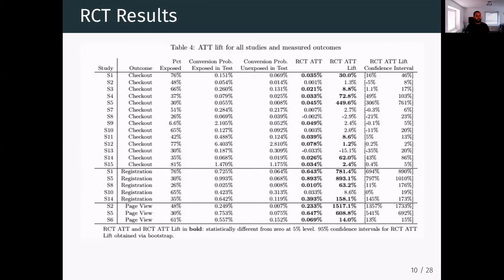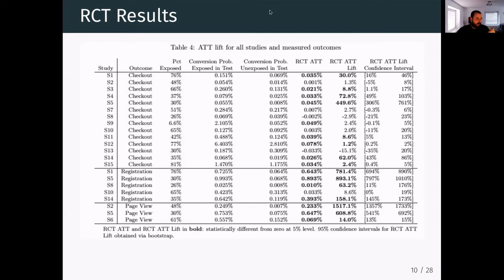So the RCT results are going to be presented. So this is the experiment. We do some kind of diff and diff idea. And in the paper, they again show you that diff and diff table and how you would compute this. Thinking back to what we did in a previous lecture, similar idea. They're going to compute the average treatment effect on the treated in table 4. And then they're going to compute lift. And what we see here is a few things.